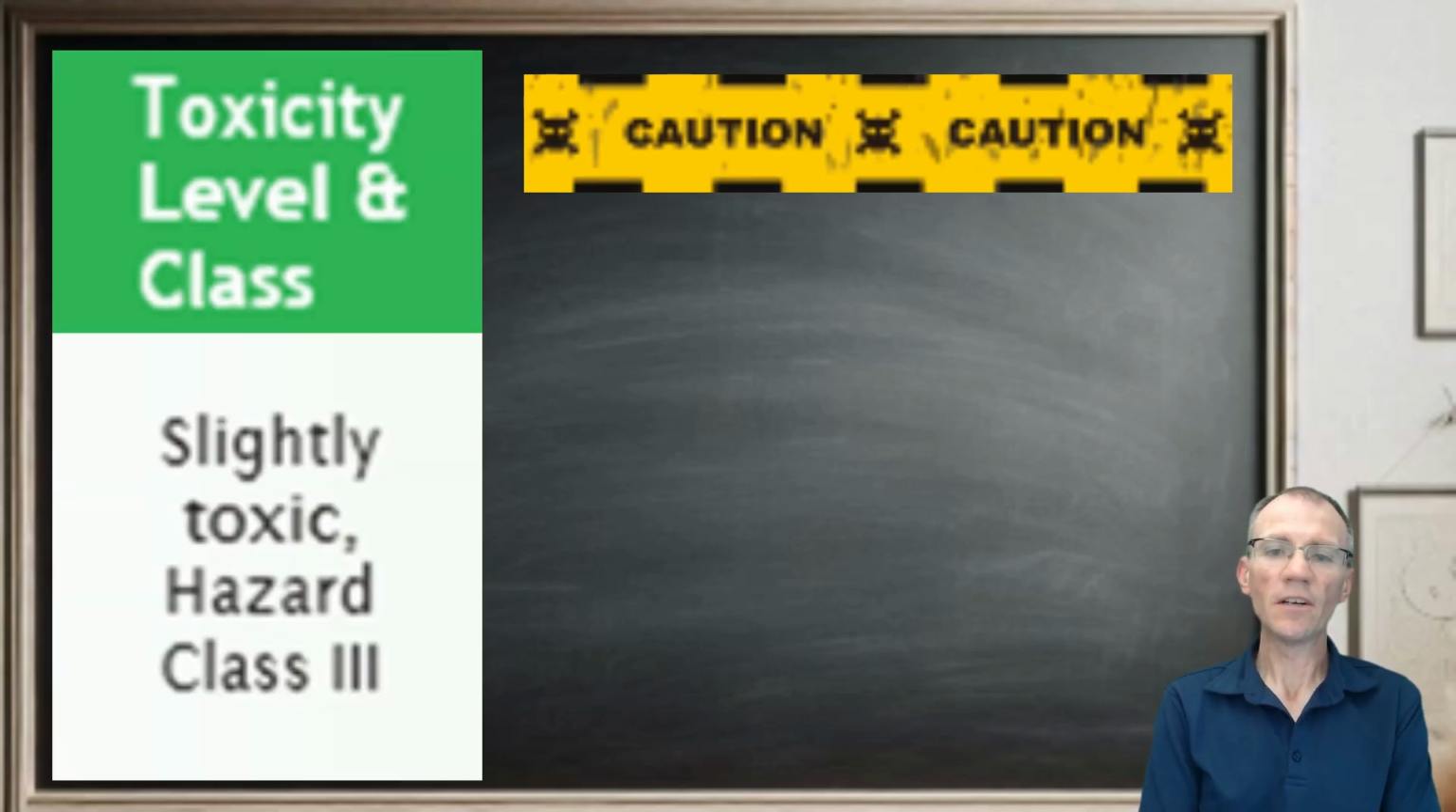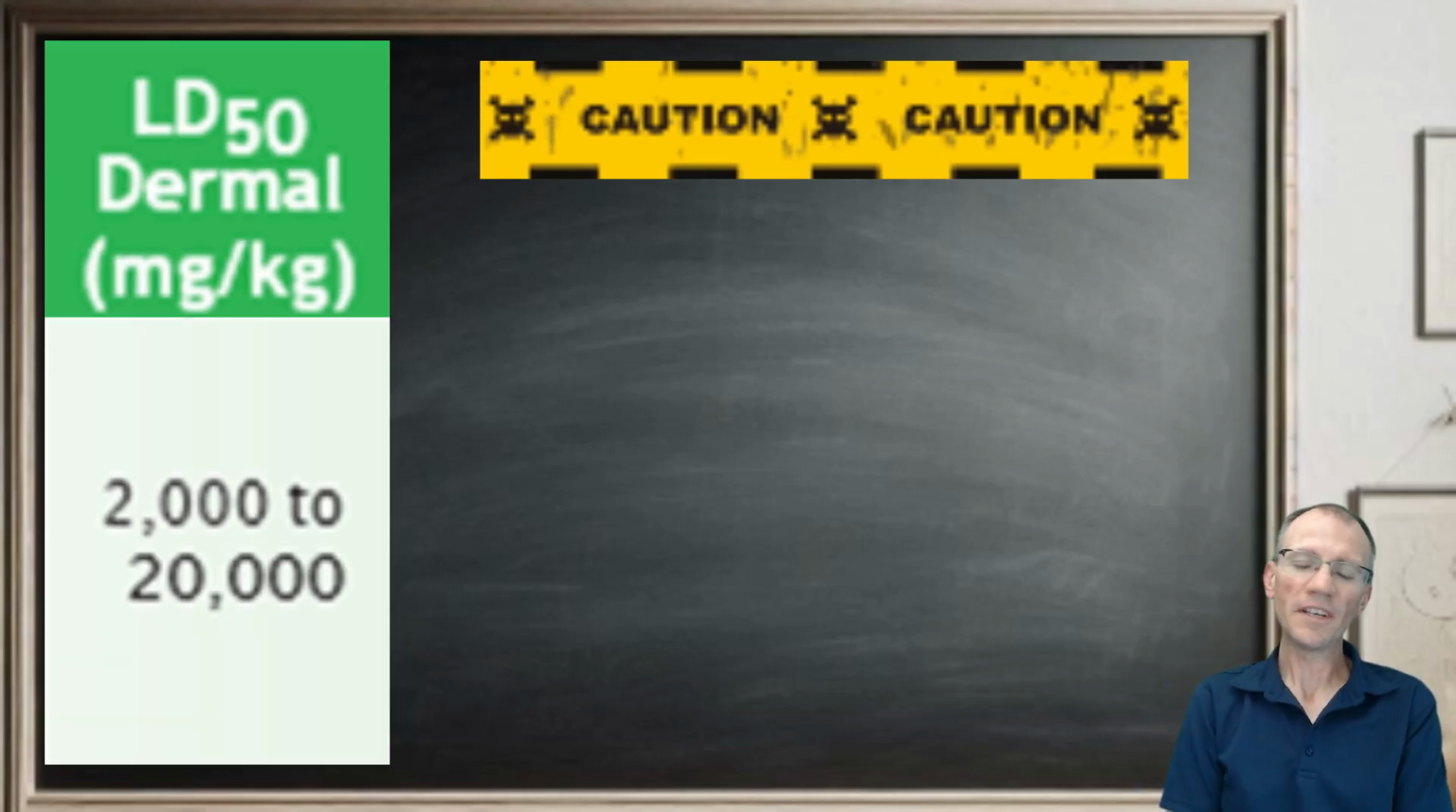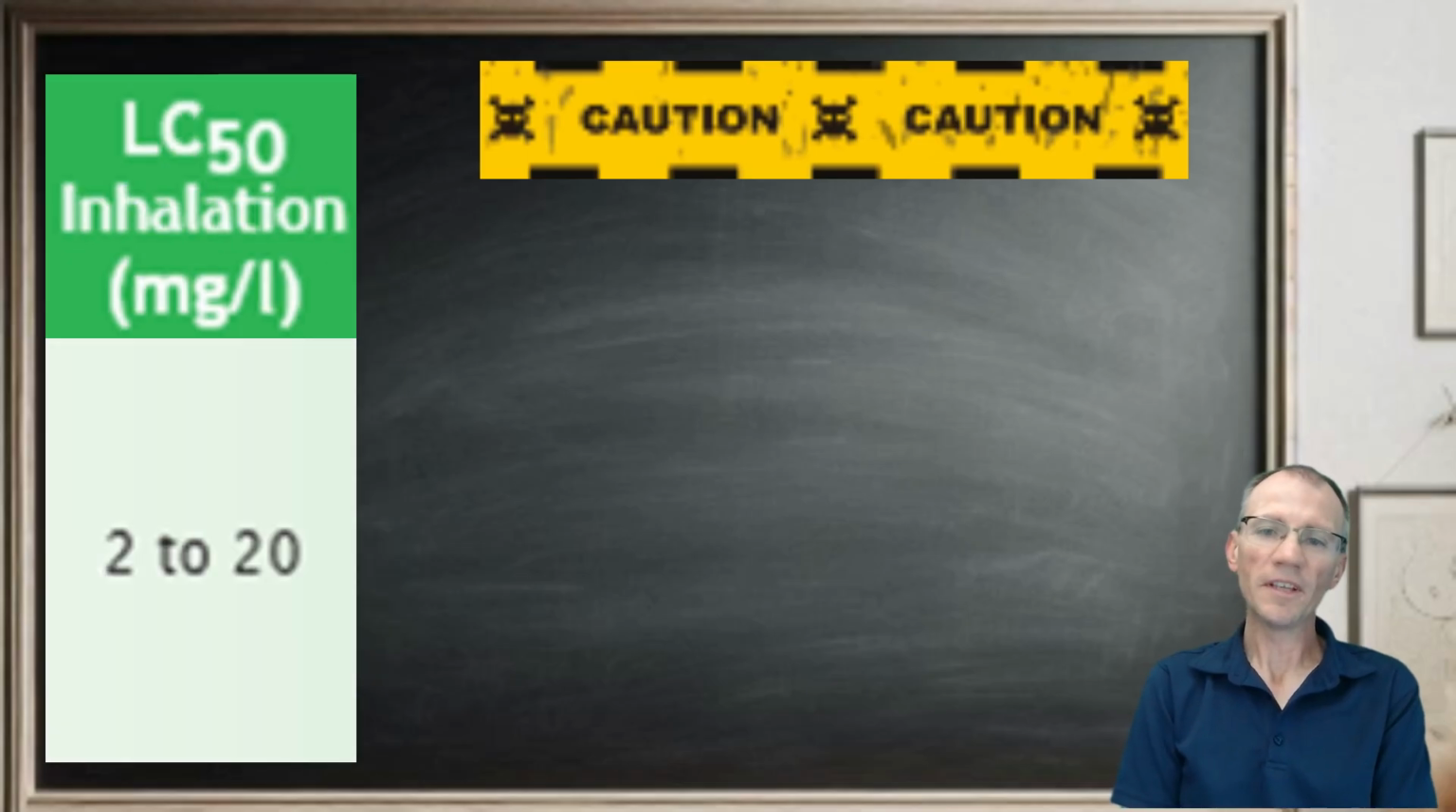When we look at the signal word caution, the toxicity level and class is going to be slightly toxic, hazard class 3. Continuing with the signal word caution, the oral LD50 is going to be 500 to 5000 milligrams/kilograms. Now with the signal word caution, the dermal LD50 is 2000 to 20,000 milligrams/kilograms.